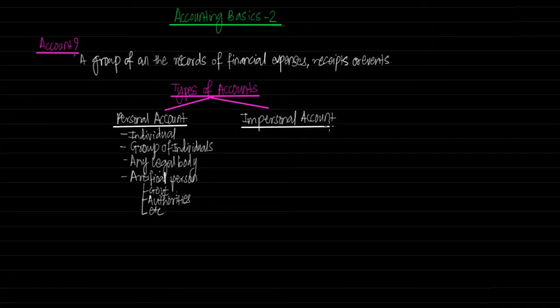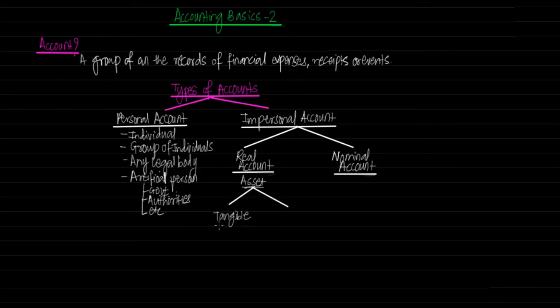Second is impersonal account. Impersonal account can further be classified into 2 subparts. The first of it is known as real account and another is nominal account. A real account is an account which is an asset for a company. There are further 2 types of real accounts. First is tangible real and another is intangible real. A tangible real account contains all those things which can be seen and touched by a person. For example, building, plant and machinery, furniture, etc.